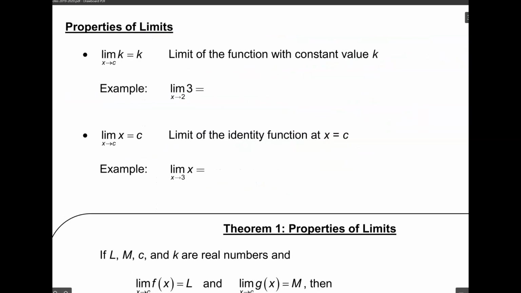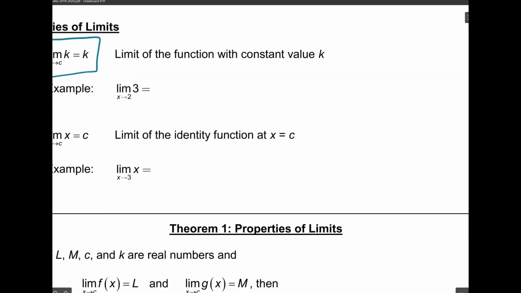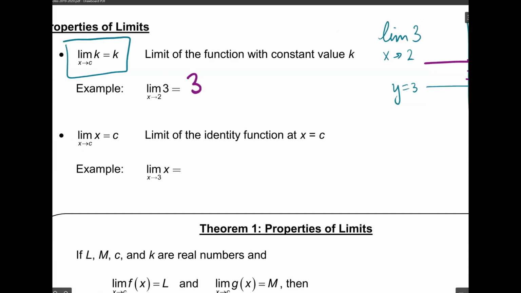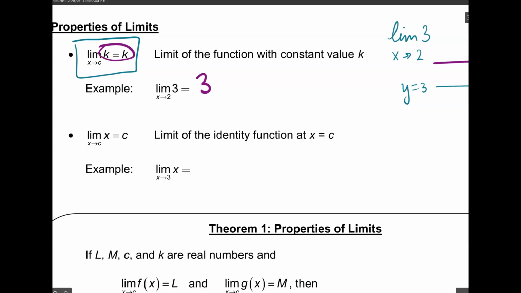Properties of limits. You may recognize these examples from the quick poll. The limit as x approaches a number of a constant: literally, the limit of 3 as x approaches 2. Let's graph it. This is literally y equals 3, a horizontal line. So when x equals 2, what's the y value? 3. If you're taking the limit of a constant, it's just going to be that constant.